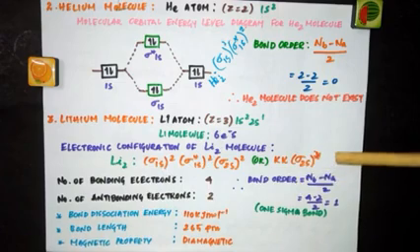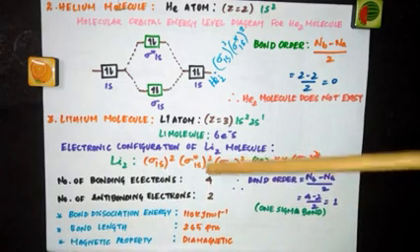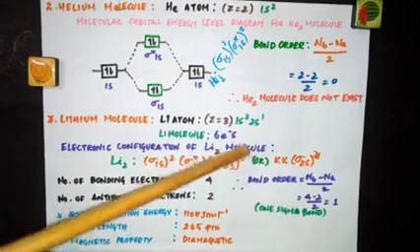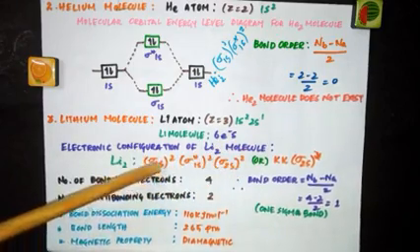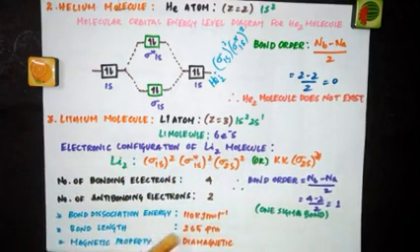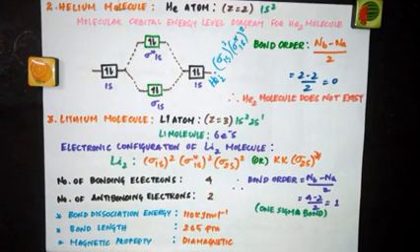So how to calculate bond order? Bond order is equal to Nb minus Na by 2. So 4 minus 2 by 2 gives you 1, which means there is a single bond in the lithium molecule. And these values are experimentally found. Bond dissociation energy is 110 kilojoule per mole, and bond length is 265 picometer. And for the magnetic property, look at the electrons in the MO, molecular orbitals. All are paired. No unpaired electrons are there. So the magnetic property is diamagnetic. If there is any unpaired electron, then the magnetic property will be paramagnetic.